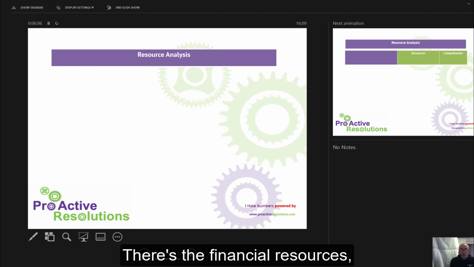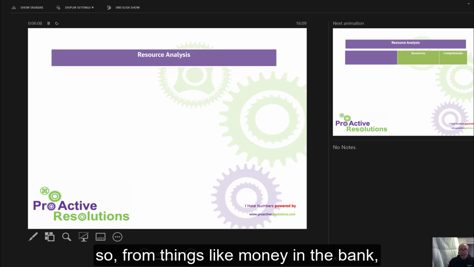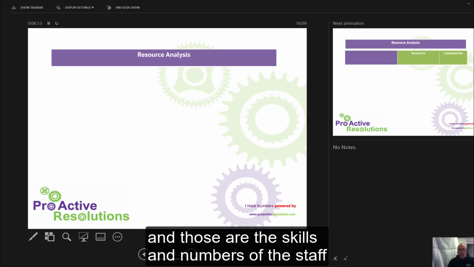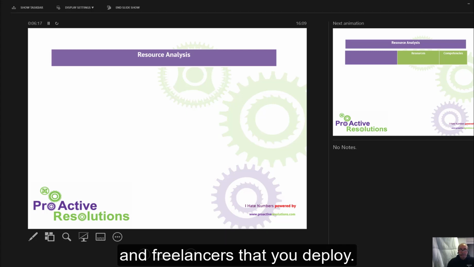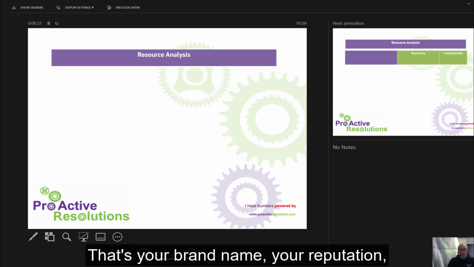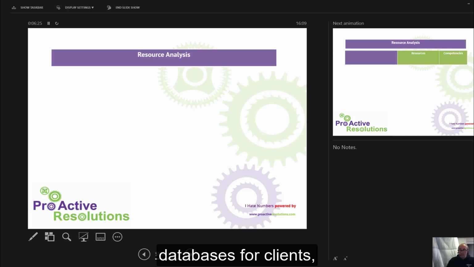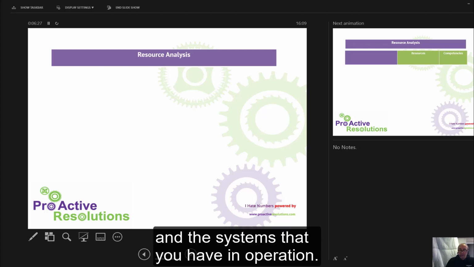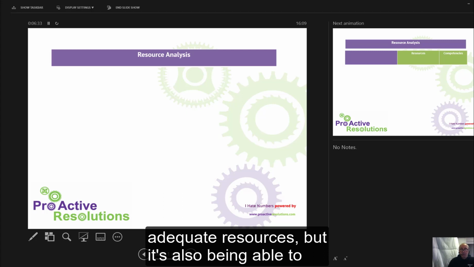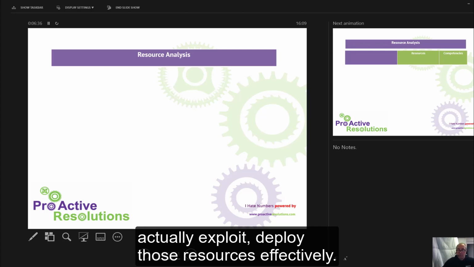There's the financial resources, so from things like money in the bank and having adequate working capital. There's the human resources, and those are the skills and numbers of the staff and freelancers that you deploy. And lastly, there's your intellectual capital. That's your brand name, your reputation, databases for clients, and the systems that you have in operation.